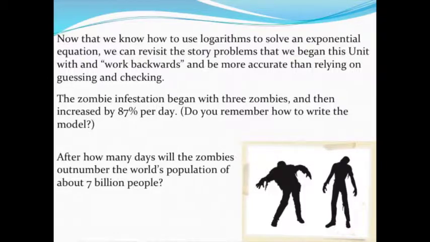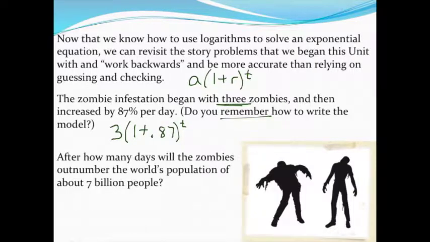So in this case, let's see if we can remember how to write this model. We started with 3 zombies, I think, if I remember correctly. And of course I do. Hopefully you do too, or you're checking your notes. This was the model that we used for exponential growth. The A stood for our initial number of zombies, so that was 3. The 1, we started at 100%. From there I increased by 87%, so 0.87, and then raised to the t because we don't know how many days this is going to take. So there's my model that I want to use to figure out when the zombie population will reach 7 billion.